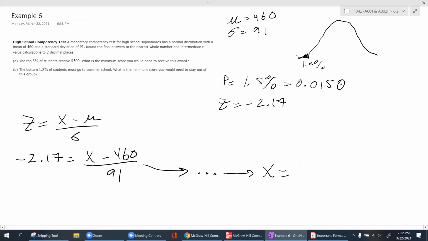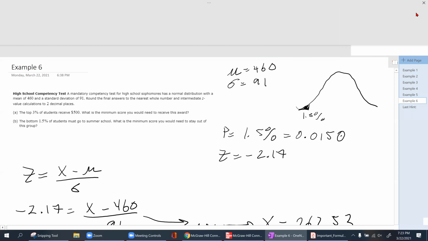I got here 262.53. Let's go ahead and round up to play it safe, because you don't want to round low, because what if you get something in between there? You're still going to get out. So play it safe. Just make sure that your score is above this. If your score is above this on the comp test, you're good. You don't have to worry about summer school.